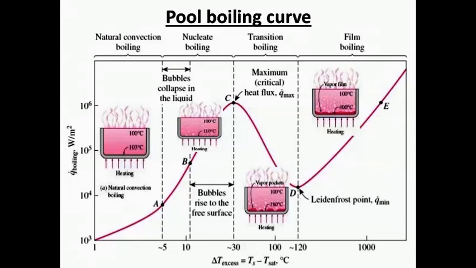Pool boiling curve. It is a plot of heat flux versus excess temperature. Excess temperature is the difference between T surface and T saturated of liquid. There are four regimes of pool boiling curve: natural convection boiling, nucleate boiling, transition boiling, and film boiling. A typical boiling curve of saturated water at atmospheric pressure is as shown in the figure.